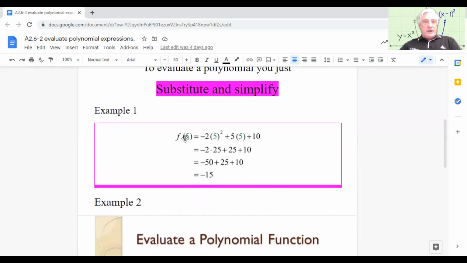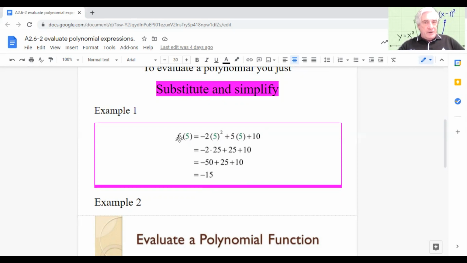In this one, this is f of 5. We're going to evaluate 5. We put 5 in for the x squared term. We put 5 in for the x term. The constant term is still 10. There is no variable in there. So this would be minus 2 times 5 squared, which is 25. Then I got 5 times 5, which is 25, plus 10. 2 times 25, we do the multiplication first, and it's got a minus sign in front of it. So that becomes minus 50, plus 25, plus 10, comes out negative 15.